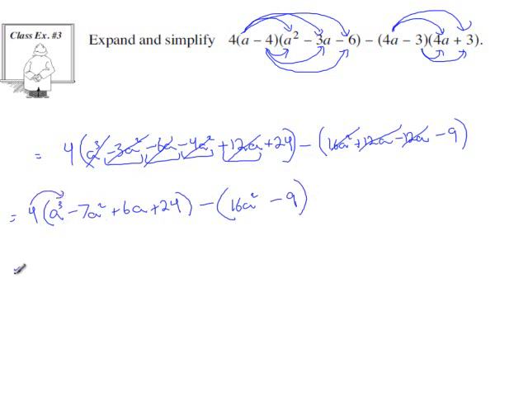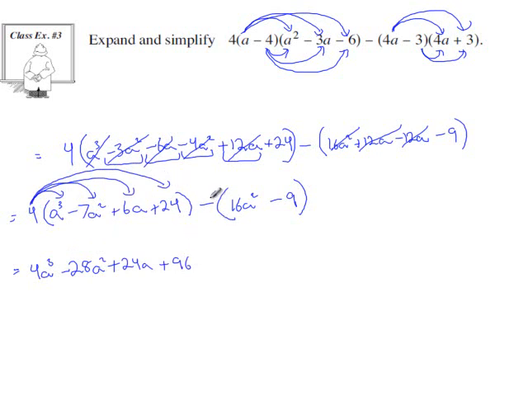4 times a cubed is 4a cubed. 4 times negative 7a squared, 4 times negative 7 is negative 28. So I get negative 28a squared. 4 times positive 6a, 4 times 6 is 24, so I get positive 24a. And 4 times 24 is 96.